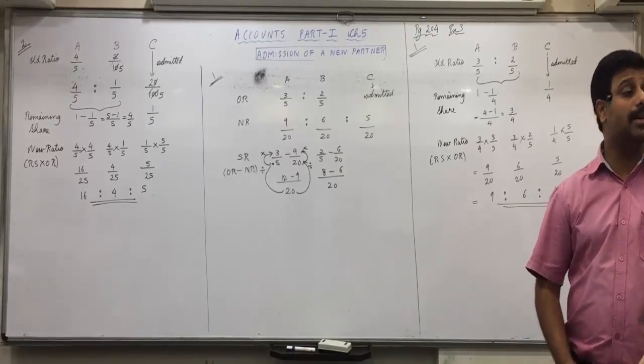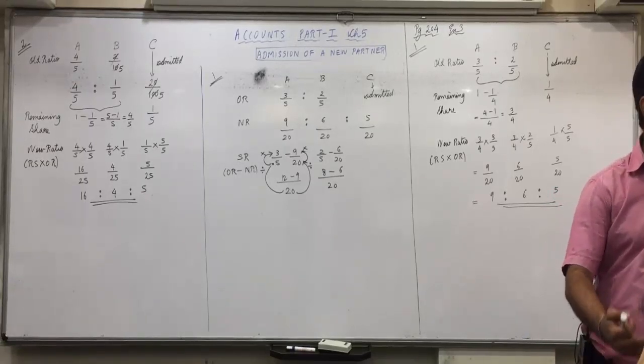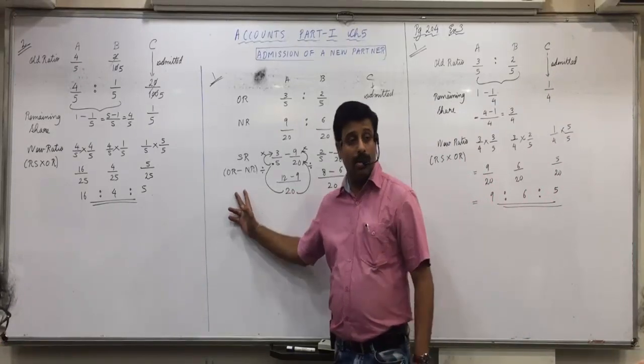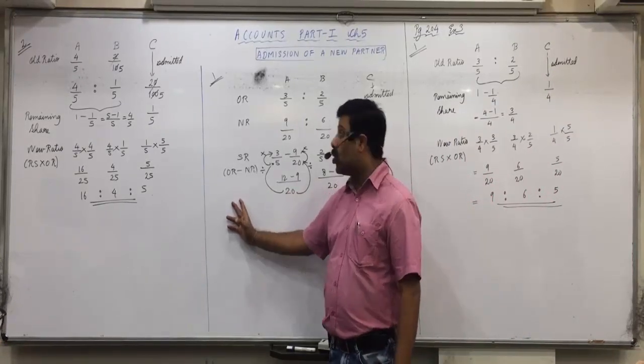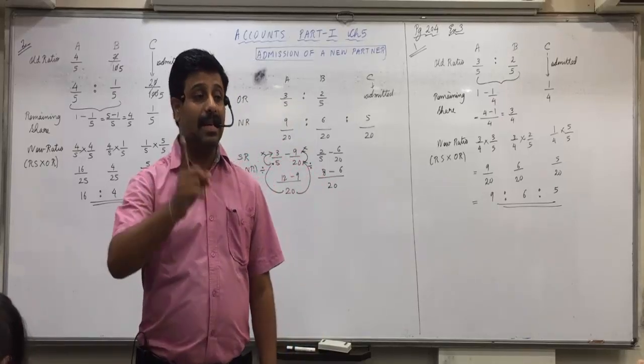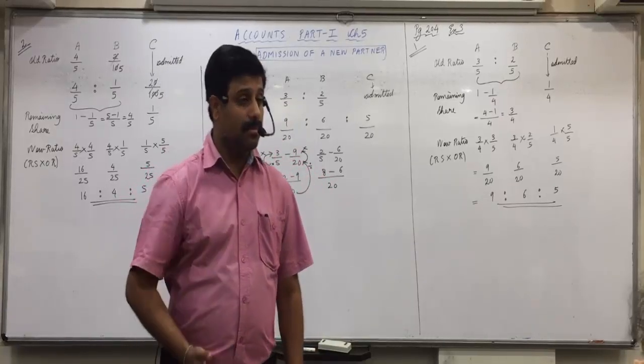Will not do it for C. C will not sacrifice. He is a new partner. Sacrifice ratio you will always find only for old partners. C is a new partner, he is going to gain.